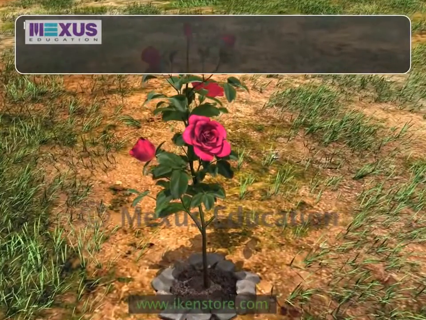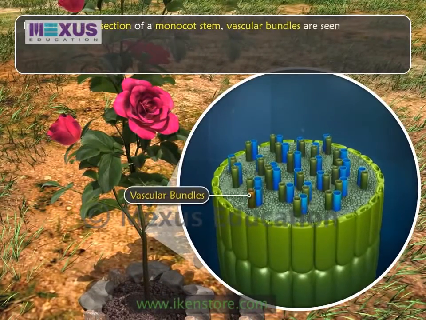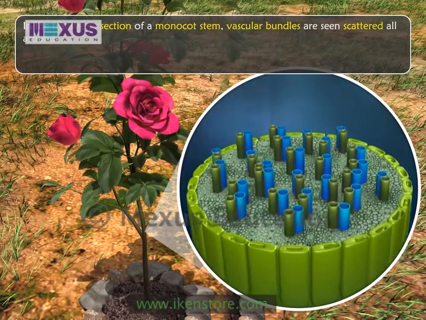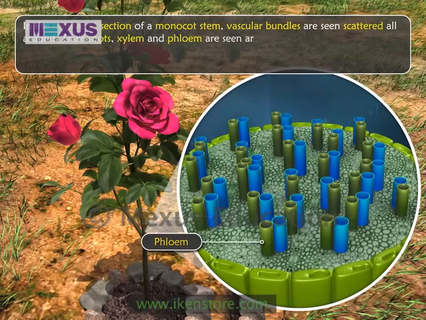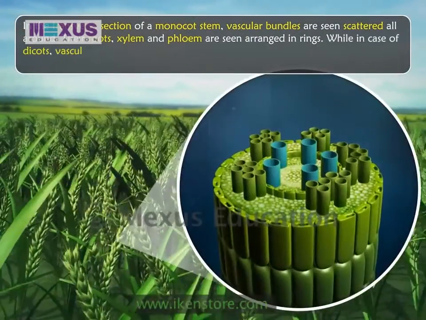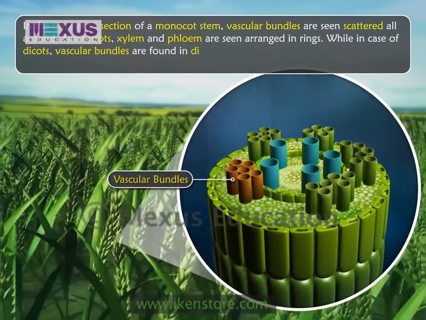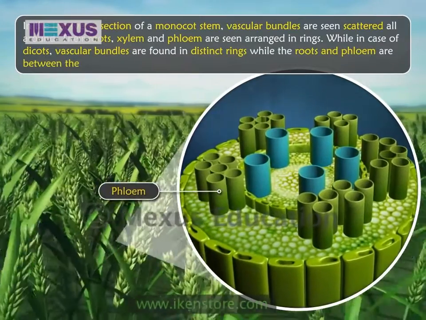In the transverse section of a monocot stem, vascular bundles are seen scattered all around. In their roots, xylem and phloem are seen arranged in rings, while in the case of dicots, vascular bundles are found in distinct rings, while in roots, phloem is seen between the arms of xylem.